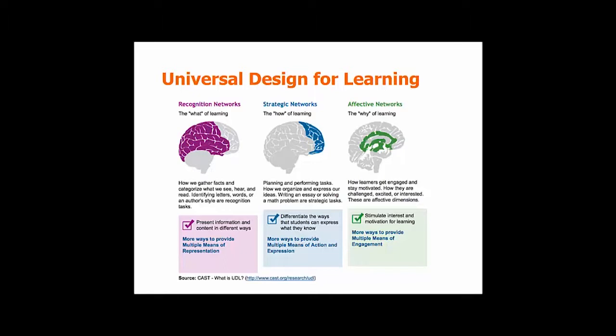Another component is strategic networks. This is the how of learning. Do you differentiate the ways that students can express what they know? Do you provide multiple means of expression? And last, affective networks. This is the why of learning. Do you stimulate interest and motivate your learners? Do you provide multiple means of engagement throughout your course? You want to keep all these questions in mind when creating the material.